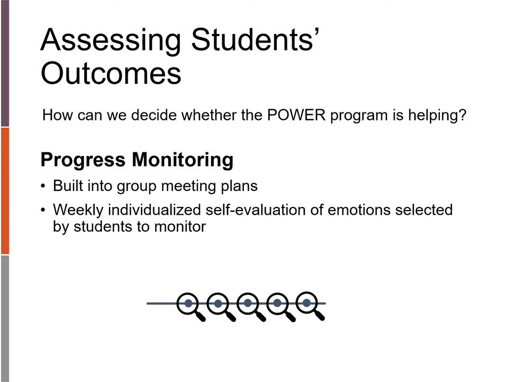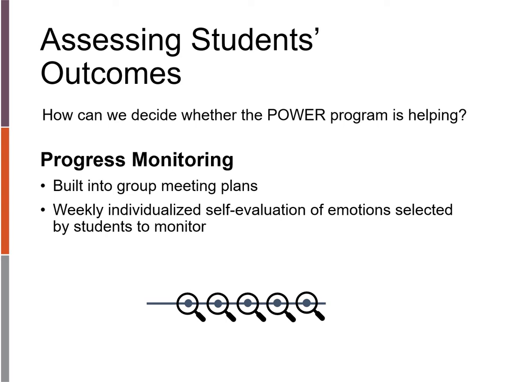One method of progress monitoring is self-assessment of emotions and symptoms. This method of progress monitoring is built into the POWER program through emotion monitoring. This assessment practice is implemented in group meetings 3 through 7, the booster group meeting, and the booster individual meeting. During these weeks of the POWER program, students independently self-reflect on the percentage of time during the week they experience two emotions. One emotion they would like to increase, and one emotion they would like to decrease.